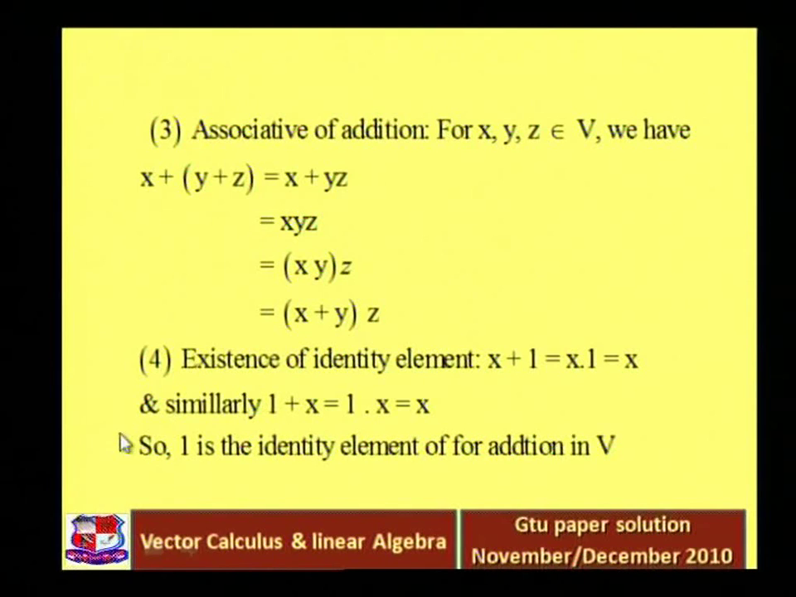Next one is existence of identity element, that is x plus 1, that is equal to x into 1. So that means what? The number 1 is our identity element. We are taking x plus 1, that is equal to x into 1, and that is equal to x. Okay, and similarly you can prove 1 plus x, that is equal to 1 into x, that is equal to x. So 1 is our identity element of the addition in V.